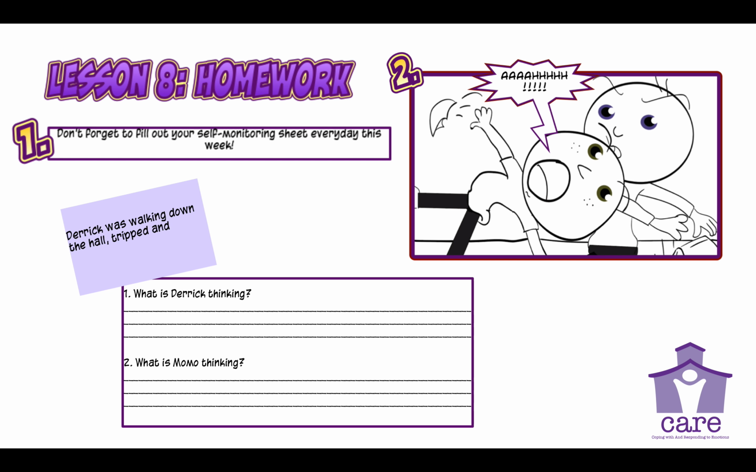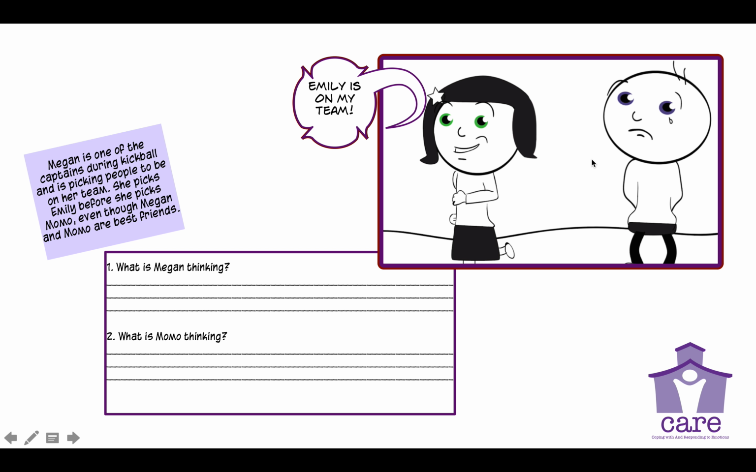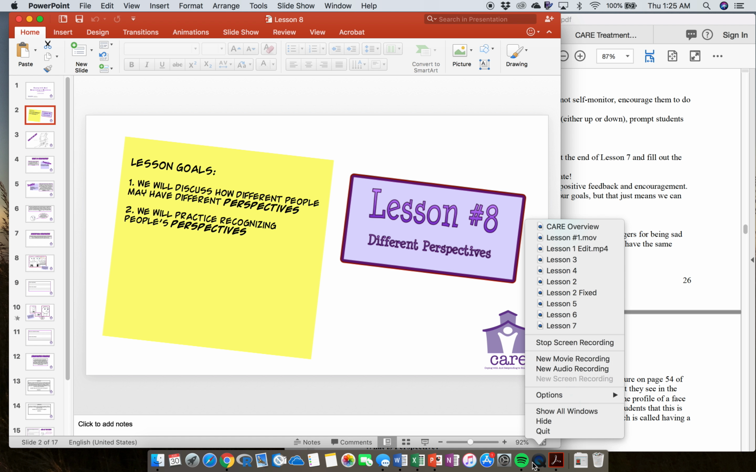And then it's time to review the Lesson 8 homework. The Lesson 8 homework is some more cartoons where students are going to identify different perspectives of our two characters here. So we've got Derek and Momo here, and then there's going to be one more cartoon where we have Momo and Emily. And so have students identify what each character is thinking in those cartoons. And that's it for Lesson 8. Don't forget to send home that parent letter. And that is it.